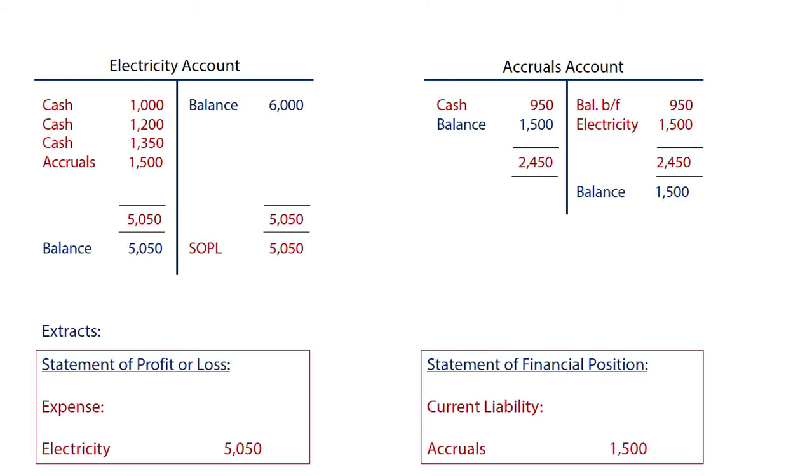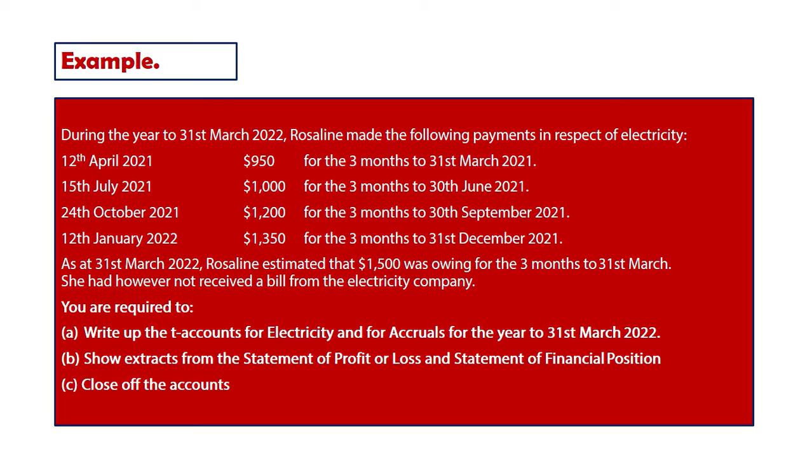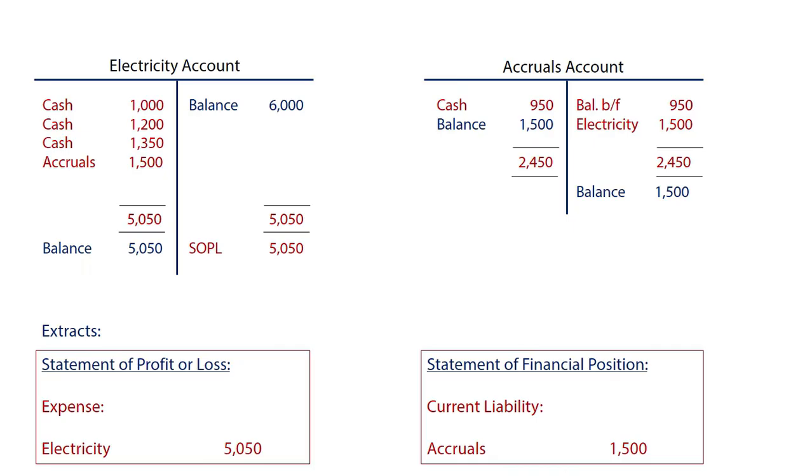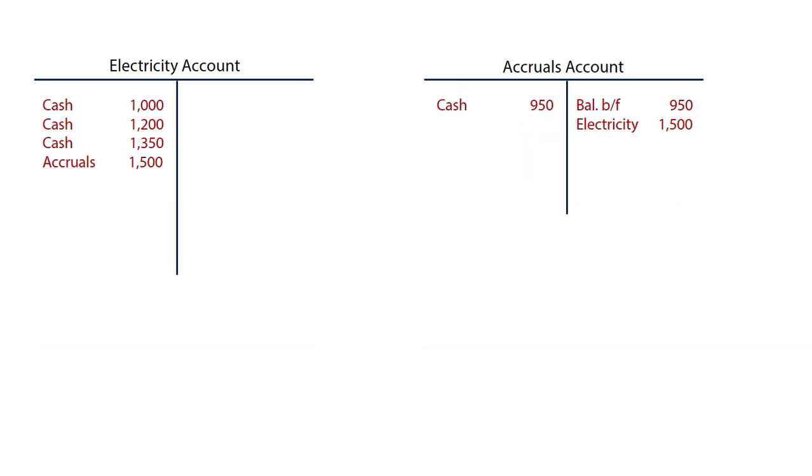The first entry was a $950 made for the 3 months to the 1st March 2021. So that payment is in respect to the amount standing in accrual. So we come to the accruals account and credit it in the name of cash because money was going out for the $950 and go to the cash account, which is not showing here because we're not required to solve it, and credit it for the $950.